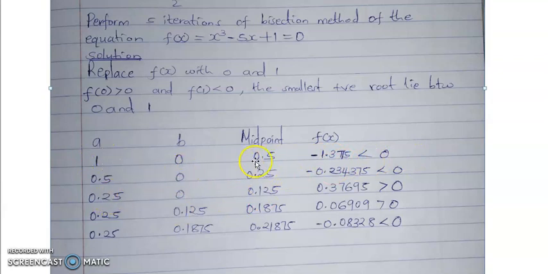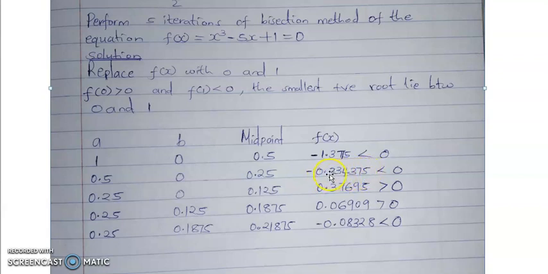Now you take this midpoint and write it in place of 1, and the other point you maintain. Now you get the midpoint of these two, you get 0.25. As you can clearly see, the function value here is a negative number, negative 0.234375. That is a negative value.